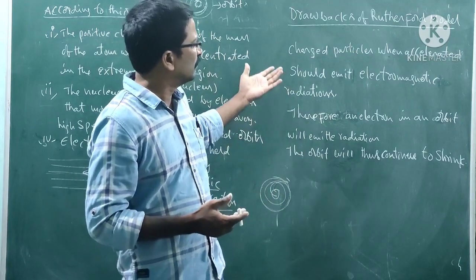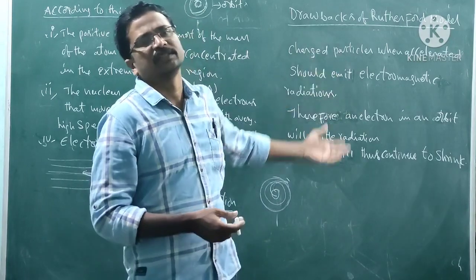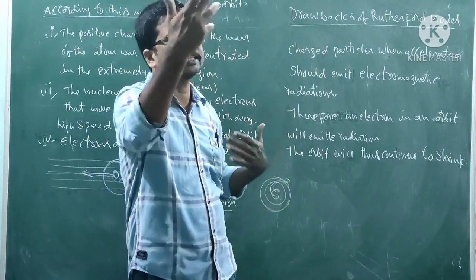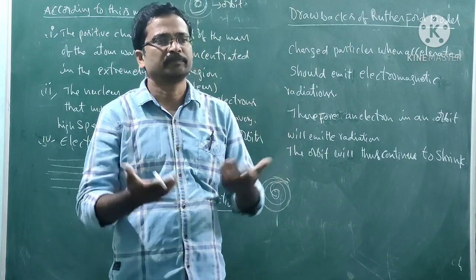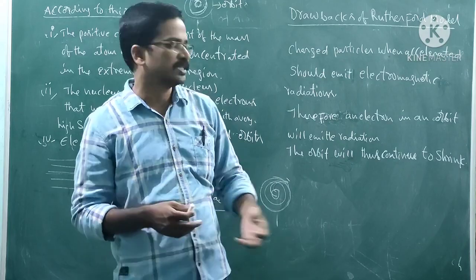What is the drawback of the Rutherford theory? This is the main theory. Then you can understand another theory. What are the best points in another theory? What is it lagging?